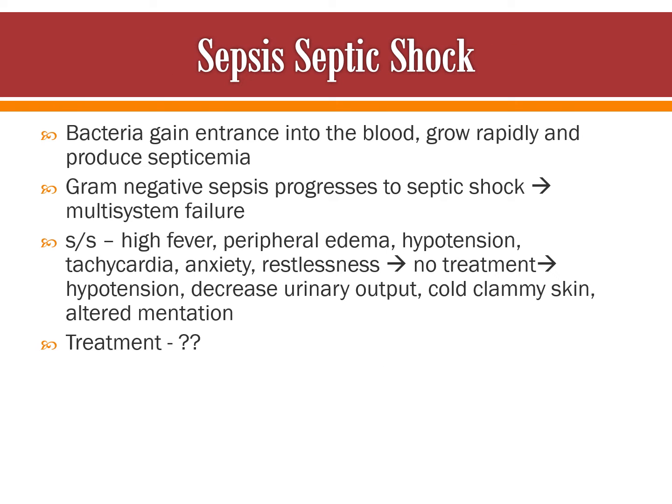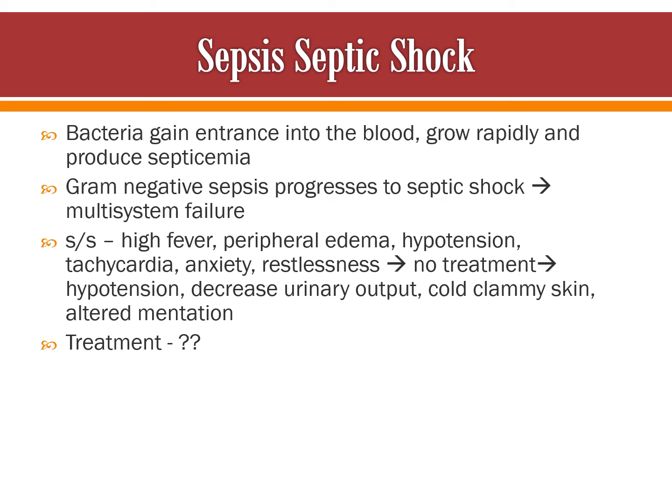Sepsis, septic shock, we also kind of touched on a while back. I think this is in chapter 14. So you know that here specifically there's bacteria that's involved. So it's gone into the blood and it's produced septicemia. And the biggest issue is that it can lead to multi-system failure, right? And so some of the signs and symptoms you're very familiar with already. So high temperature, peripheral edema, hypotension, tachycardia, anxiety, and restlessness.